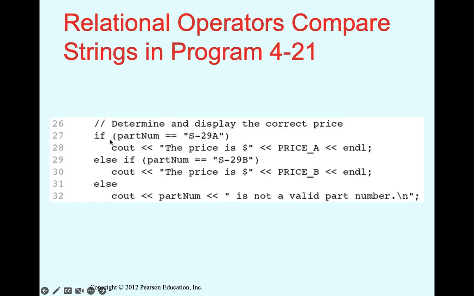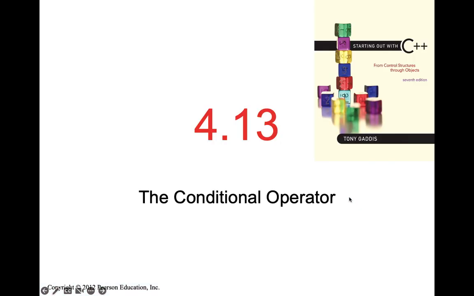For example, we can use something like this. If the Bart name, which is a string, is equal to this string, then we will print the price is whatever. Else, if the Bart name is equal to this string, we will print something else, and so on. Otherwise, we will print this is not a valid Bart name.